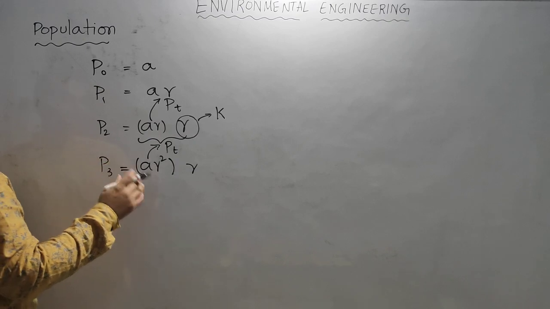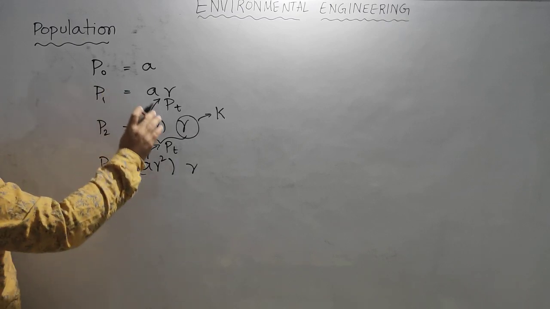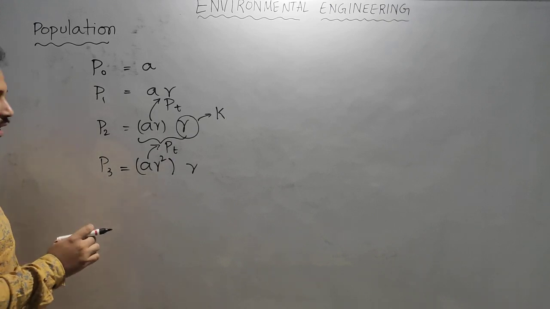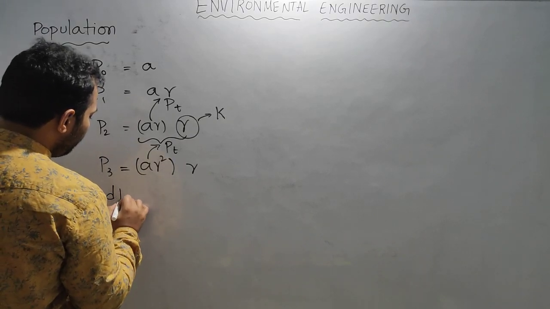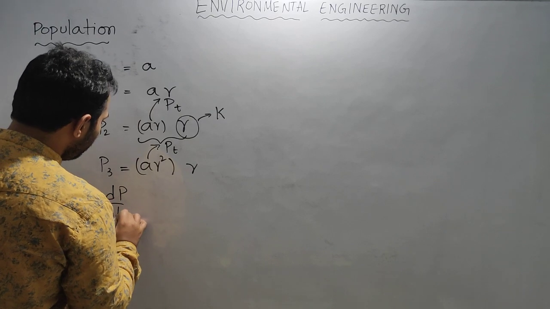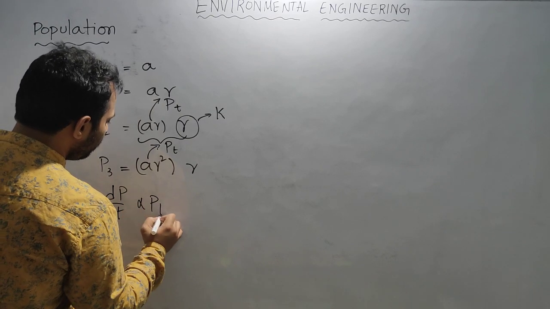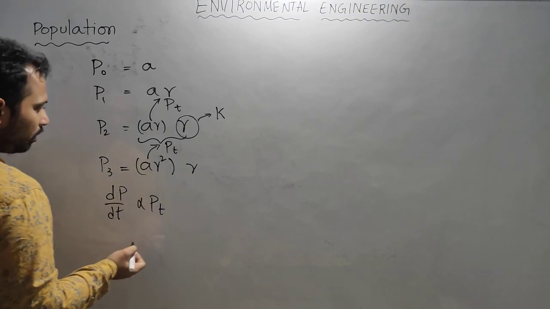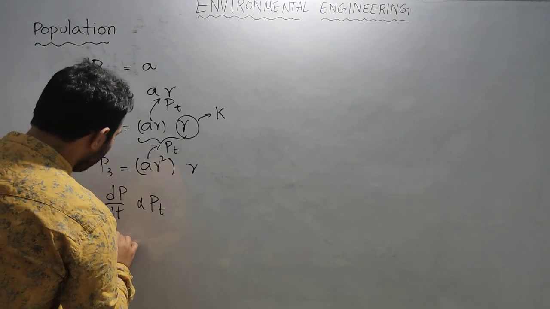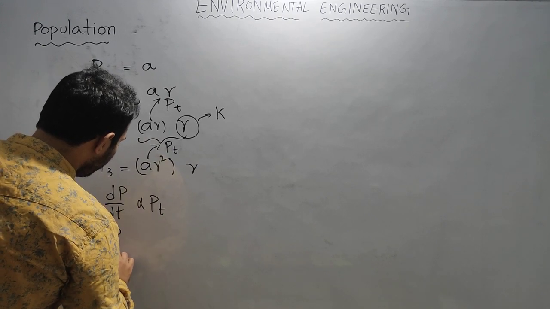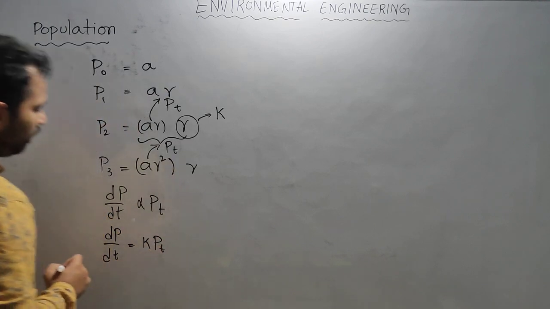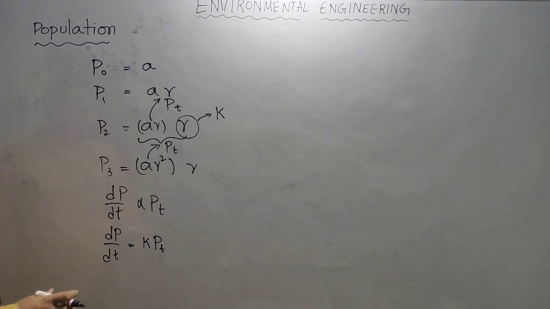That is why in rapidly growing cities or exponential growth conditions, we take dp by dt as proportional to Pt. If you keep a proportionality constant, then dp by dt is equal to k into Pt. This is the case when we have exponential growth.